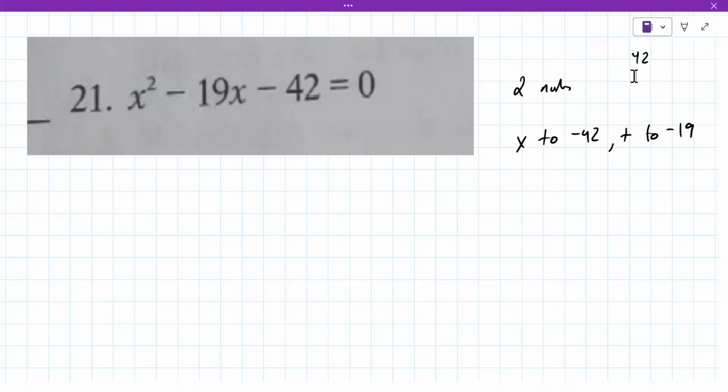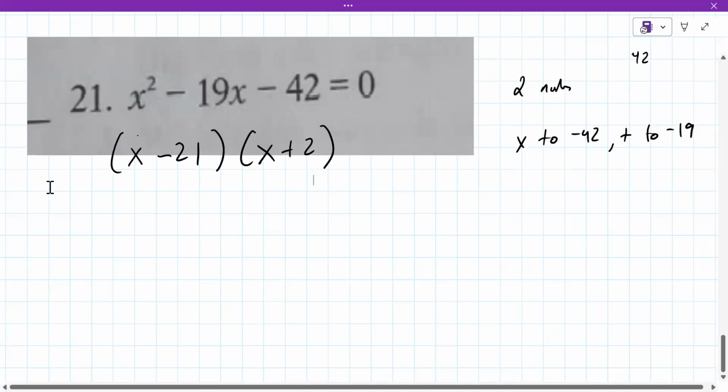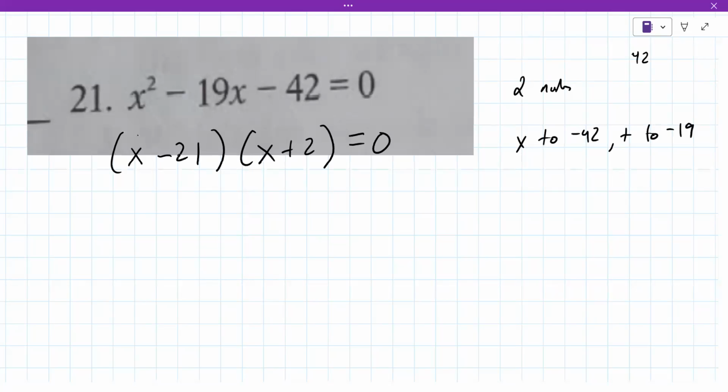Okay, how you doing on this one? I think so. Yeah. Okay, tell me what you've done so far. Okay, so I found -2 and 21. Yes, very good. So it ends up being x minus 21 and x plus 2. The only way to get to negative 19 is for the larger one to be negative. So good, very good. Now you set each of these equal to 0.